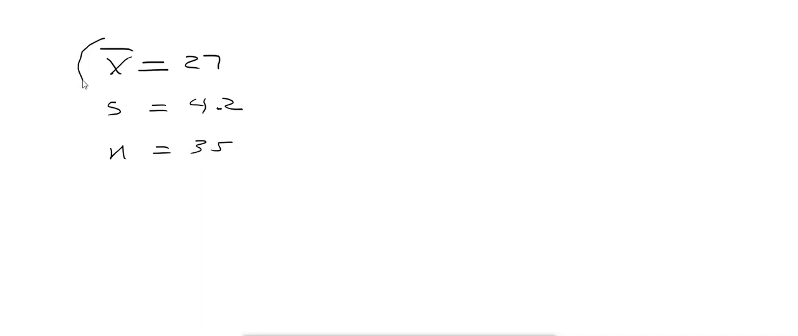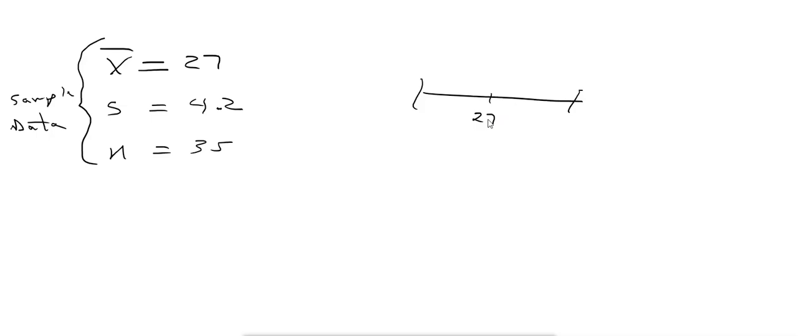Okay. So again, this is from sample data. Now what I want to do again is create a confidence interval about this 27. And so eventually what we're going to do is put 27 here in the middle, in a sense, and we want to add and subtract something to it. We want 27 plus some error, right? 27 minus some error to get that confidence interval.